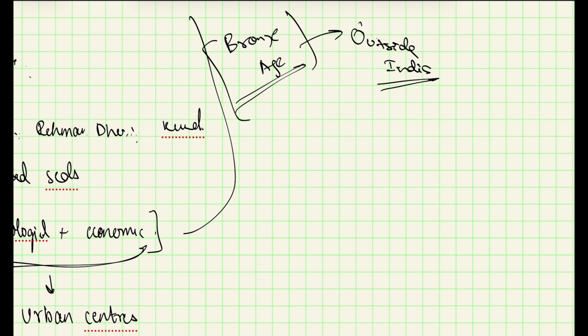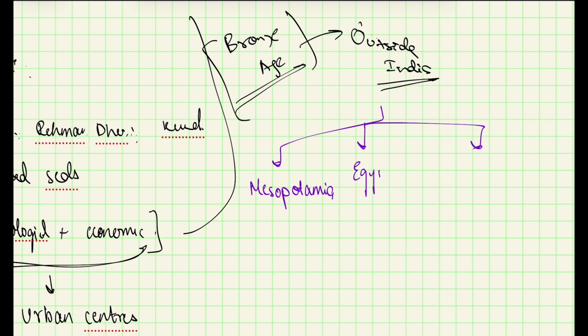So the main contemporary ones, along with the Harappans, there were basically three major civilizations which are contemporary to the Harappan civilization. That is the Mesopotamia and the Egyptian and the Chinese civilization. So this is what you have to remember.